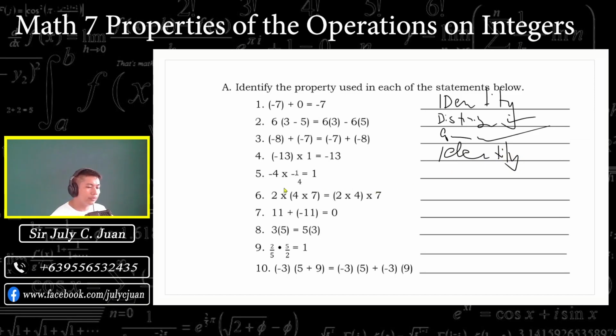Okay, next. Negative 4 times negative 1/4, equals 1. Okay, that is inverse. Okay, kasi nga, yun reciprocal. Yun ating reciprocal ay yung negative 4 and negative 1/4. So, ganun lang kasimple. Okay, so kayo nang bahala sa number 6 hanggang sa number 10.